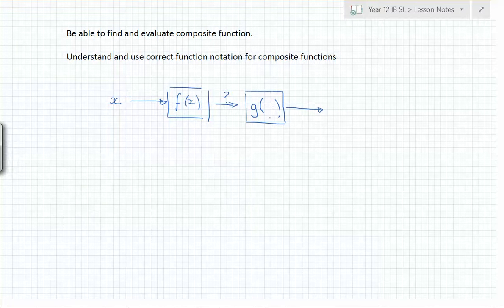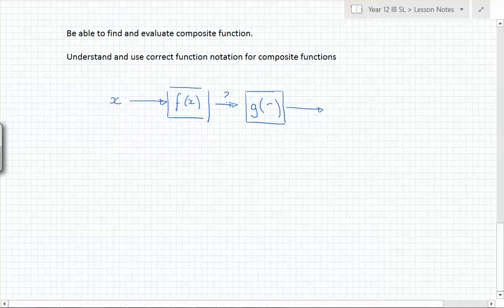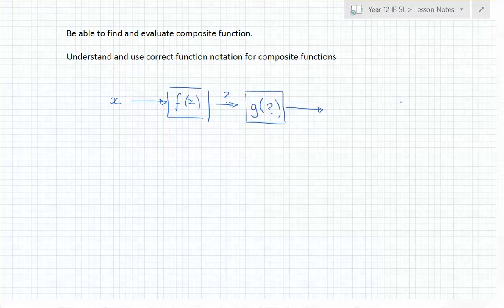So I've not put an x in that second function because actually it's not g of x. If I've used a question mark, I guess I would do g of question mark. Alright? And then I would get the answer out. Now what we've got to be able to do is again apply the notation, understand the notation, but we've got to do it with numbers, but we've also got to be able to do it algebraically. Right?